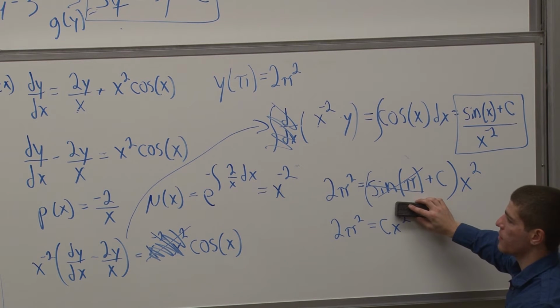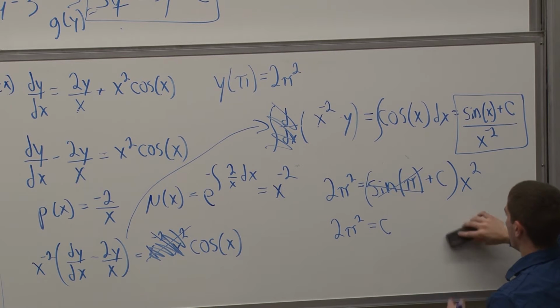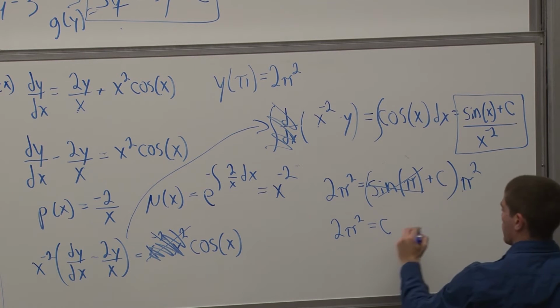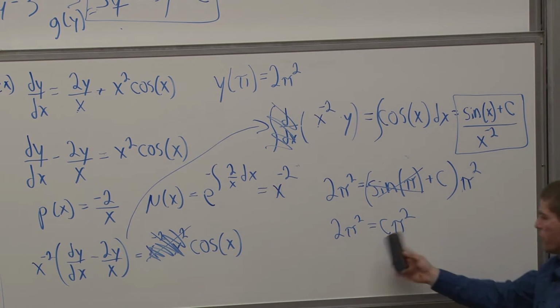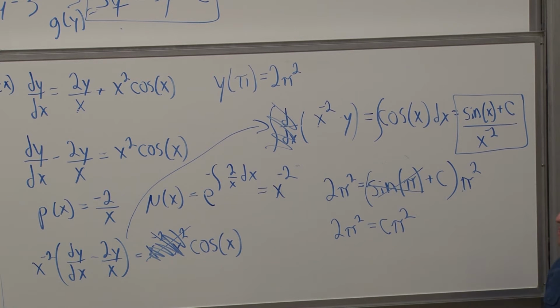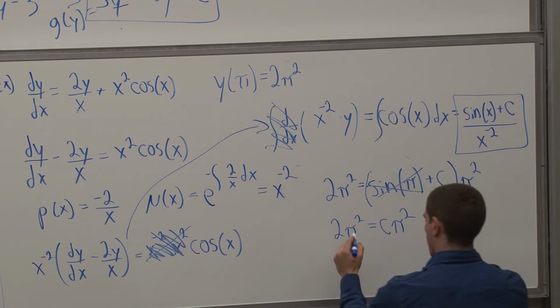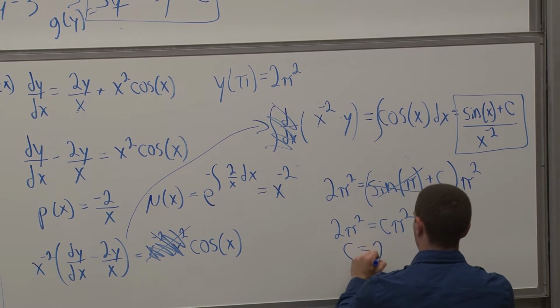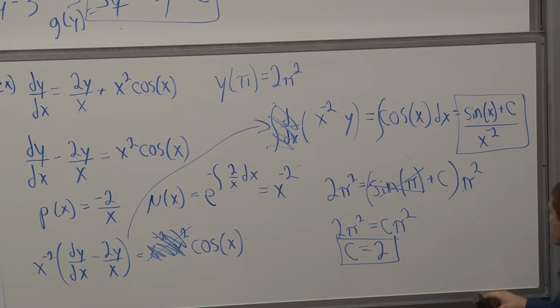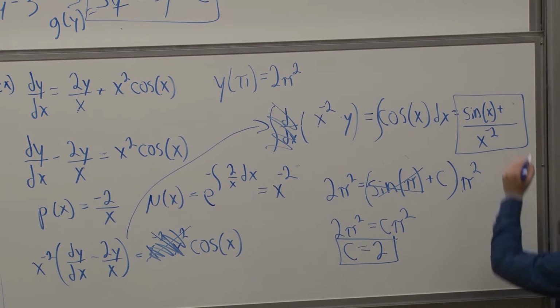And what's x going to be? x is going to be pi. Okay, so it's going to be pi times x squared, so pi squared. Okay, so that's really easy. From that, c is going to be equal to 2. So c equals 2. Okay, so there we're done. Wherever we see a c, we're going to put in a 2. And that's your answer for linear.